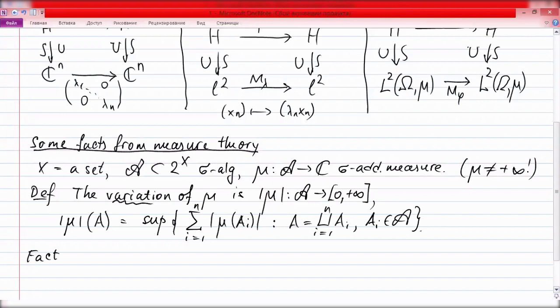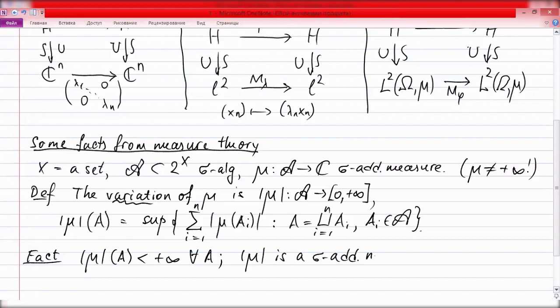It's a standard fact that this function is actually finite. It's not immediate from the definition, by the way, but nevertheless, this is true. So this function is finite. And it's a positive sigma additive measure.